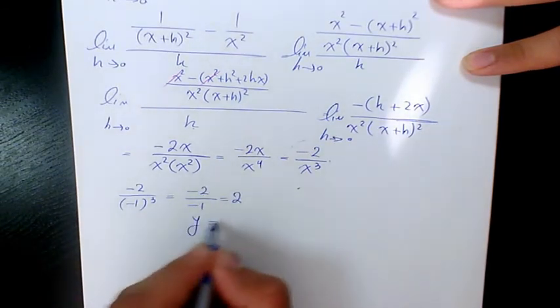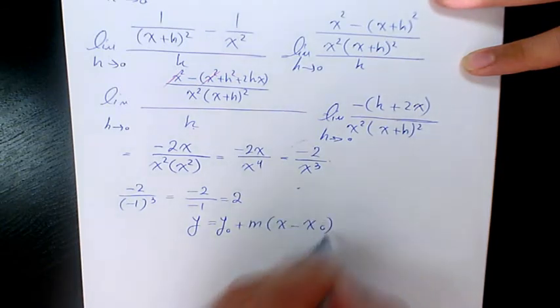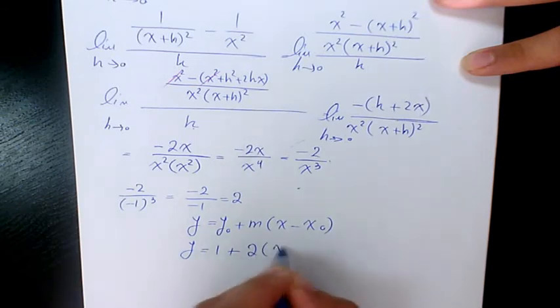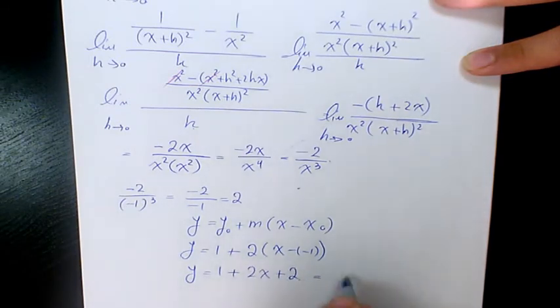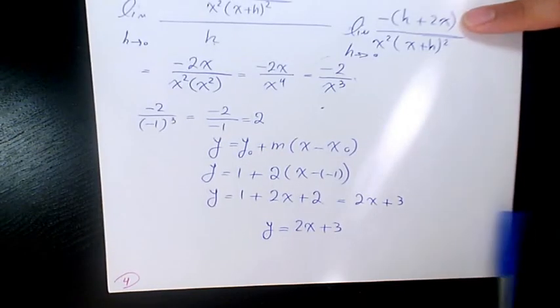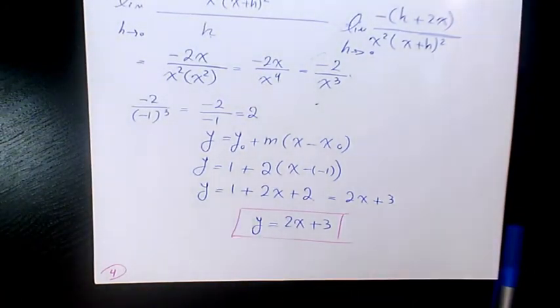So y equals y naught plus m, x minus x naught. y equals 1 plus 2 times x minus negative 1. y equals 1 plus 2x plus 2, which is going to be 2x plus 3. So y will be 2x plus 3. That's the equation of tangent line for the function given and the point given.